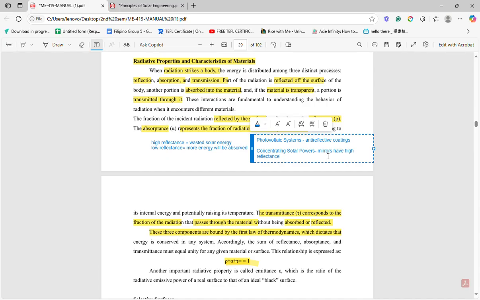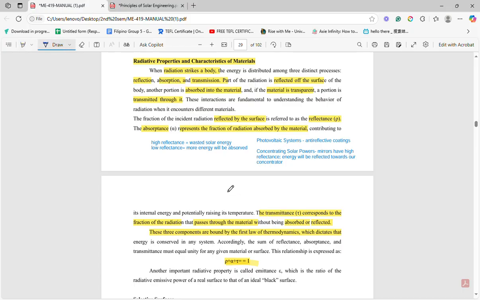with the design of concentrating solar powers, we need to have a high reflectance because the mirrors reflect the energy towards our concentrator. Kasi nga, if you could still remember, and I hope you still remember that. Kasi di ba, I drew that one.